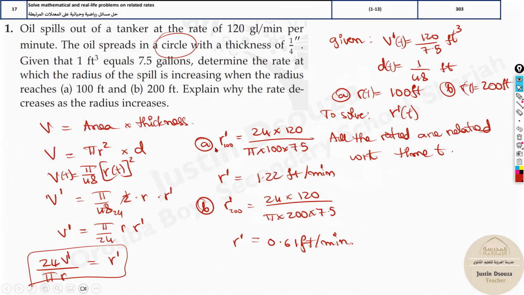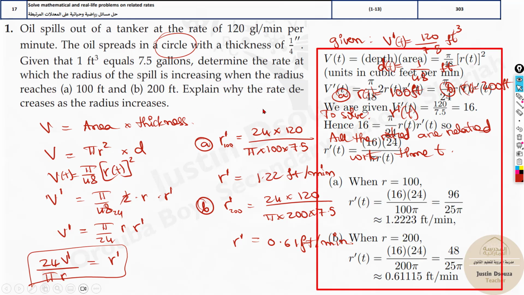We got the A, B for different radius. You might get only one in the exam. But remember, explain why the rate decreases as radius increases. Because as the radius increases, the surface area is more and more volume is taken to consume. So that's why as the radius increases, the rate reduces. They're inversely proportional to each other.